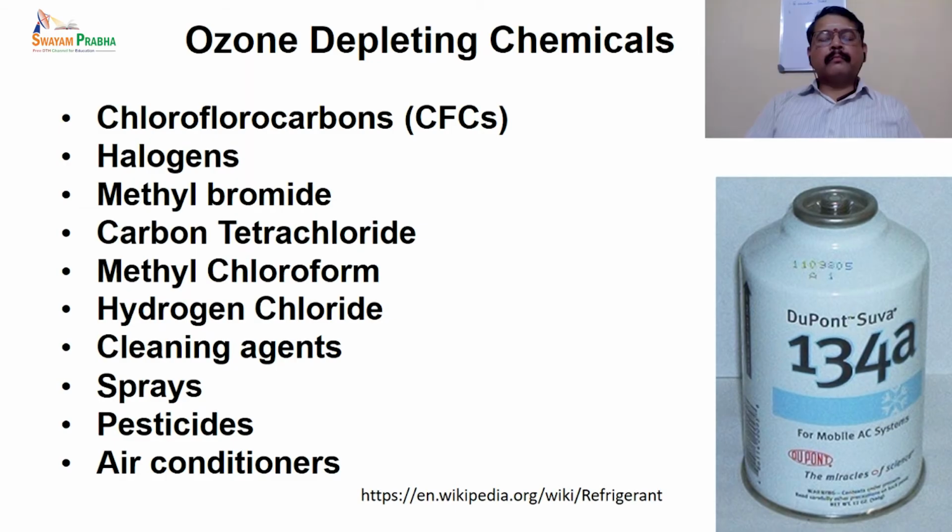Now, let us look at the various ozone depleting chemicals. A variety of chemicals, very particularly halogenated compounds, chlorofluorocarbons, methyl bromide, cleaning agents, sprays, pesticides, fire extinguishing chemicals, fire retardants contain halogenated compounds which have the potential to deplete the ozone.